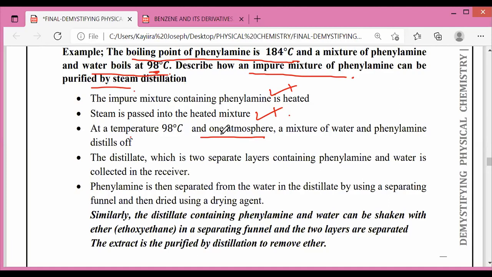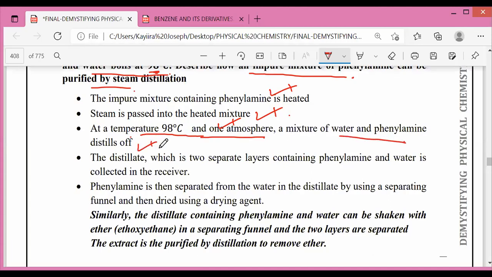Yes, teacher. So, which is 1 atmosphere. So at that temperature, 98 degrees Celsius and 1 atmosphere, a mixture of water and phenylamine distills off. The distillate, which is 2 separate layers containing phenylamine and water, is collected in the receiver.